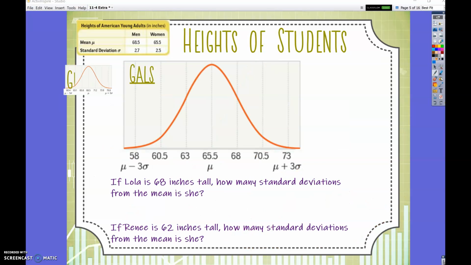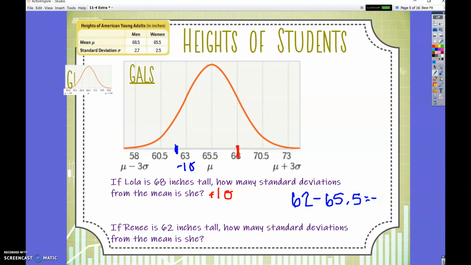Now oftentimes we know how tall we are, but we don't relate to standard deviation. So Lola here, she's 68 inches tall. We can tell she's 1 standard deviation above the mean. It's easy when they're on one of the actual markings. But if Renee was 62 inches, we want to figure out how many standard deviations she is. We know she's going to be shorter, so she's around over here. We know she's at least -1 standard deviations, but definitely not 2. In order to do this, we're going to find out how far off the mean she is in general. So we're going to take her 62 inches and subtract the average height for women, so 65.5.